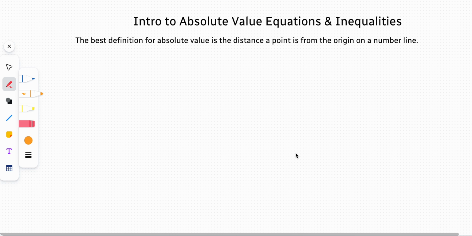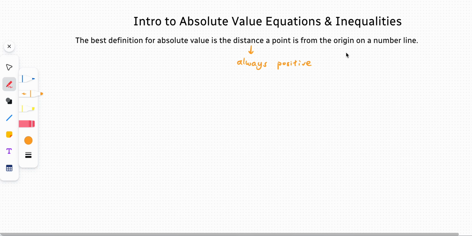In today's video, I'm going to be doing an intro to absolute value equations and inequalities. So the definition of absolute value is simply the distance a point is from the origin on a number line. With this distance, you ignore negative signs and positive signs. You just look at the pure distance, which is always going to be positive. So I'll make a note, it's always positive right here.